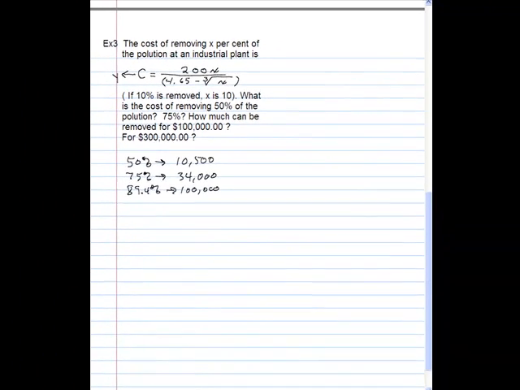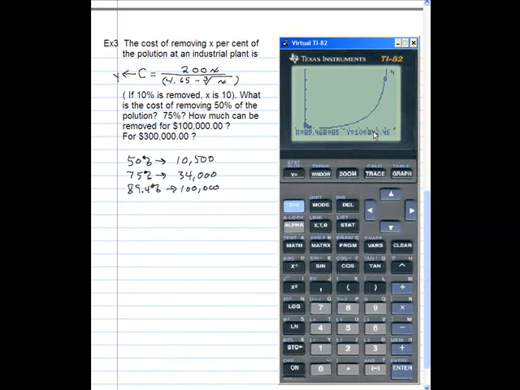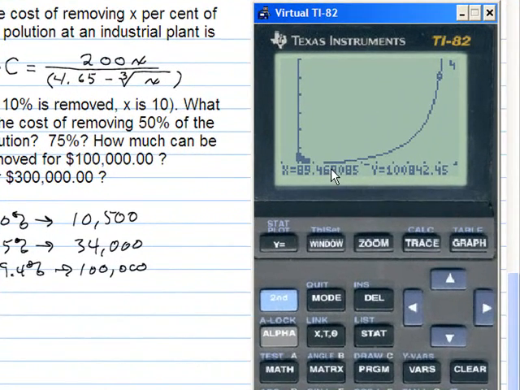I'll just bring that up again so you can take a look at that. Here's the money spent, and there's the amount of pollution removed. That's pretty close to 90. For a perfect answer, you'd want to zoom in box. Now it says, well, how much could you remove for 300,000? We're not going to get to 300,000 this way. We need to change the window.